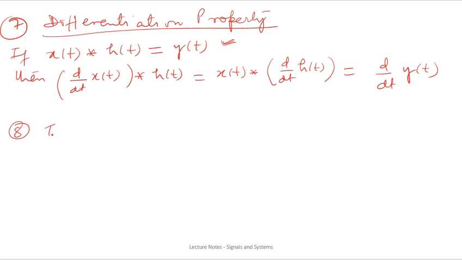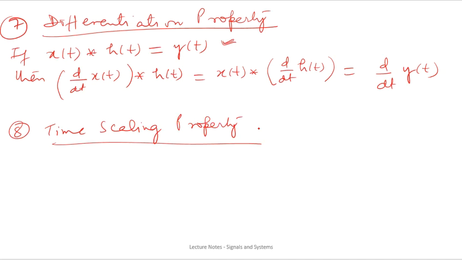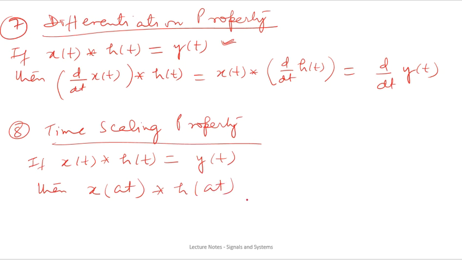So the time scaling property can be written as follows. According to the time scaling property, if x(t) convolution h(t) is equal to y(t), then the convolution of the time scaled versions of the signals will result in this signal: (1/|a|) y(at).